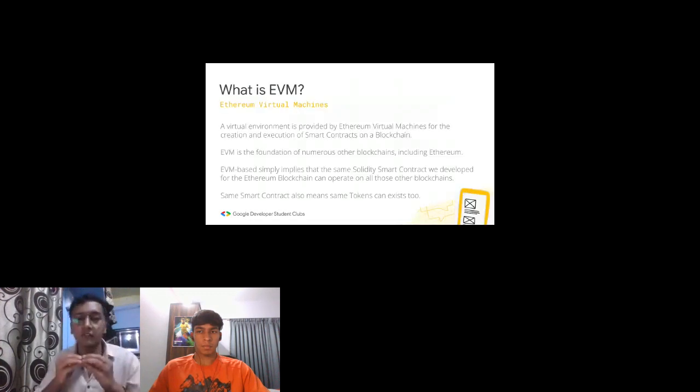These are capable of using Solidity for creating their smart contracts. So in short, you can use the same Solidity smart contract in all these blockchains. Now understand, the same smart contract can be used in all these blockchains. A smart contract is used to create a token. So in short, that token can exist in all these blockchains. Suppose you create a token for an EVM compatible blockchain, then you can deploy that token on all the blockchains that are EVM compatible.